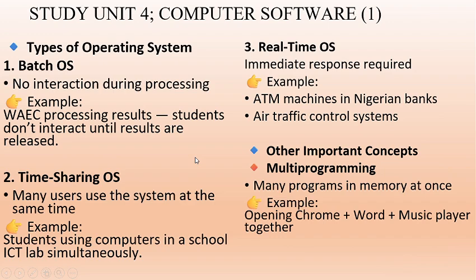Let's continue. Let's look at the types of operating system. We've talked about the functions, so here we are talking about the types of operating system. The first one is the batch operating system. We have the batch operating system, the time sharing operating system, and the real-time operating system. There are differences between them.